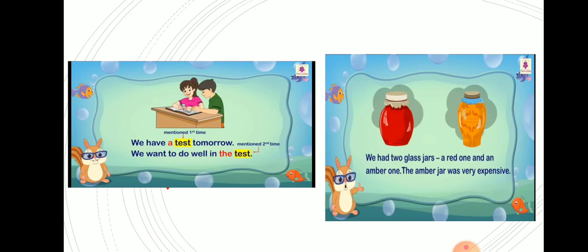I hope you understood. पहले हमें इन दोनों glass jars के बारे में नहीं पता था. तो I told you we had two glass jars, a red one and an amber one. Now we know that we had a red jar and an amber jar. So the amber jar that we had was very expensive. क्योंकि अब यहाँ पर हम किसी strange amber jar के बारे में बात नहीं कर रहे. We are talking about the jar जो हमारे पास था.